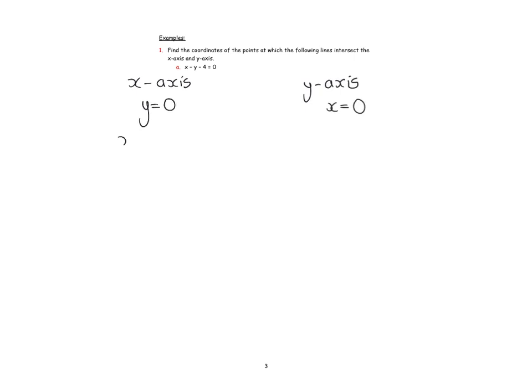So next we take the line, x minus y minus 4 is equal to 0. First of all, when we want to figure out where it cuts the x-axis, we're going to let y equal 0. In this case, we're going to get x minus 0 minus 4 is equal to 0. So that will become x minus 4 is equal to 0, which if we add 4 to both sides, we'll get x is equal to 4.